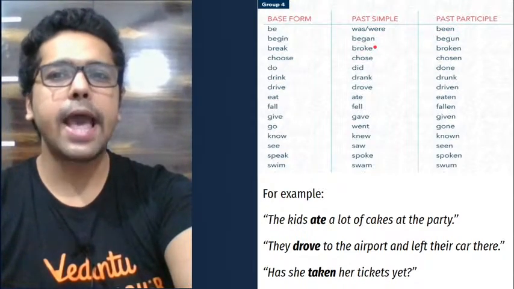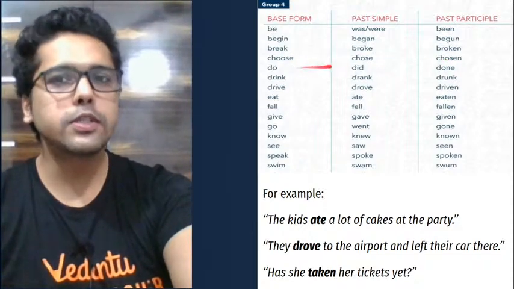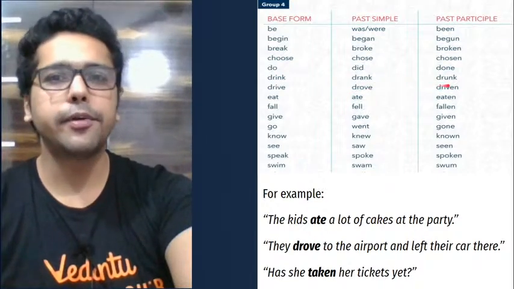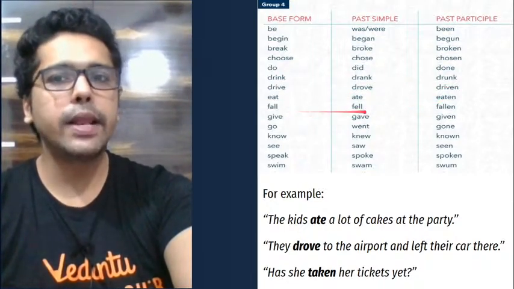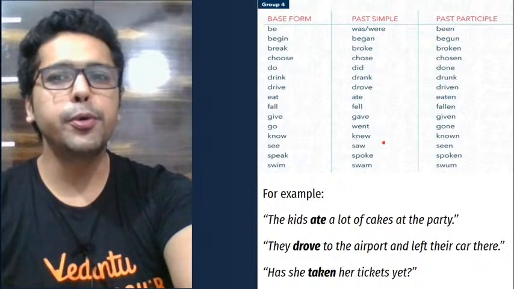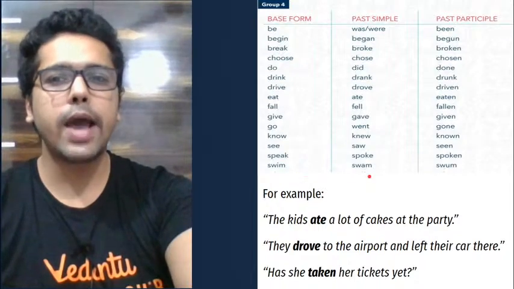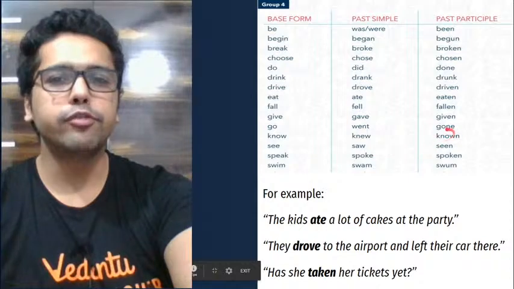Then begin, began, begun. Break, broke, broken. Choose, chose, chosen. Do, did, done. Drink, drank, drunk. Drive, drove, driven. Eat, ate, eaten. Fall, fell, fallen. Give, gave, given. Go, went, gone. Know, knew, known. See, saw, seen. Speak, spoke, spoken. Swim, swam, swum. You see? All three forms are different.